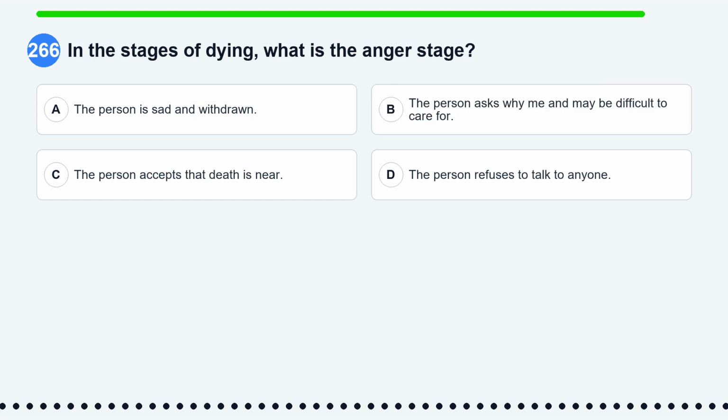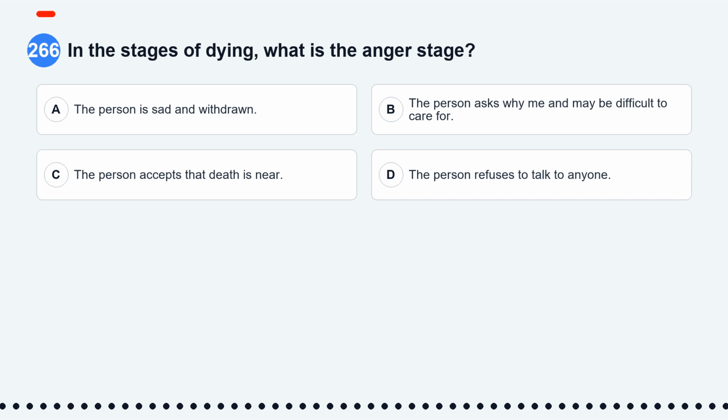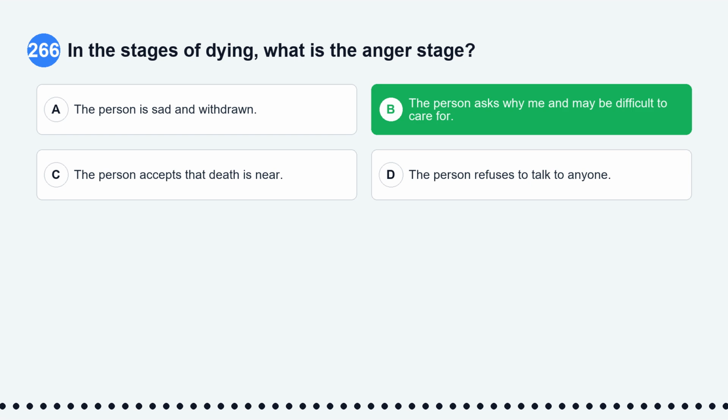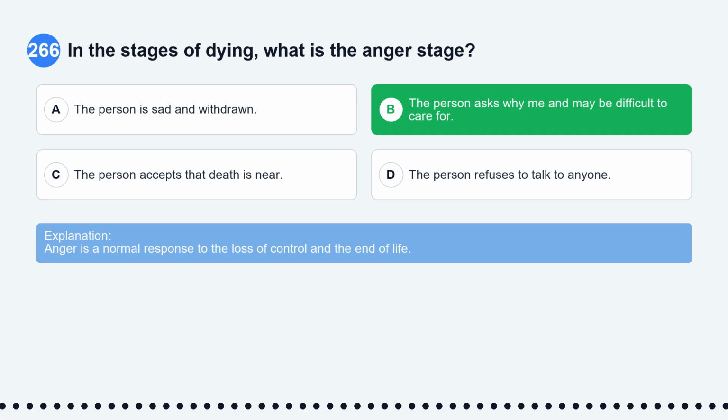Question 266. In the stages of dying, what is the anger stage? Option A, the person is sad and withdrawn. Option B, the person asks why me and may be difficult to care for. Option C, the person accepts that death is near. Option D, the person refuses to talk to anyone. The correct answer is option B, the person asks why me and may be difficult to care for. Anger is a normal response to the loss of control and the end of life.